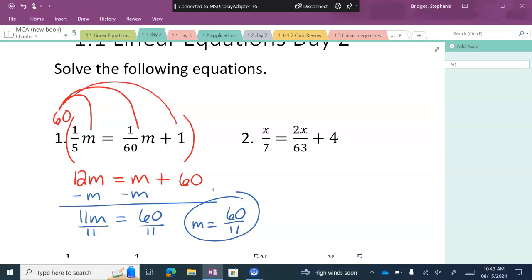Go ahead and try 2 then. Look at your denominators. The first thing you're doing is figuring out what number you want to multiply by that would make both x over 7 and 2x over 63 turn into something that are not fractions. Because if we can get rid of the fractions, we can solve the equation much easier. Remember, it has to be at least as big as the biggest denominator.